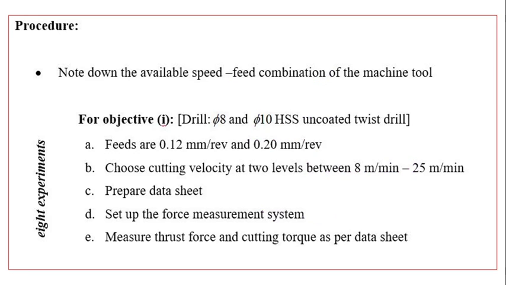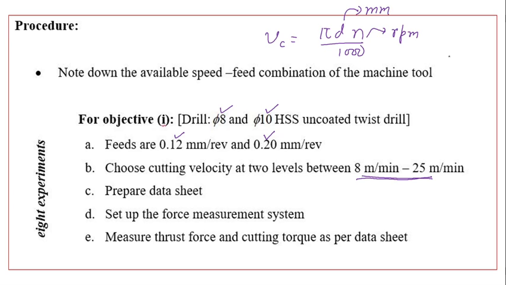Now what is the procedure? For objective number 1, drill diameter is 8 and 10 as we have said. Feeds are 0.12 and 0.2. So you have to select two feeds, two cutting velocities. As I said, cutting velocity is pi d n by 1000, where n is in RPM and d is in millimeter. If you put these values, your cutting velocity will come out in meter per minute.